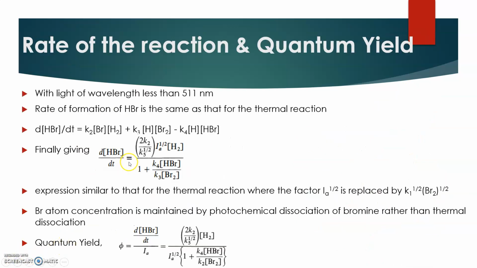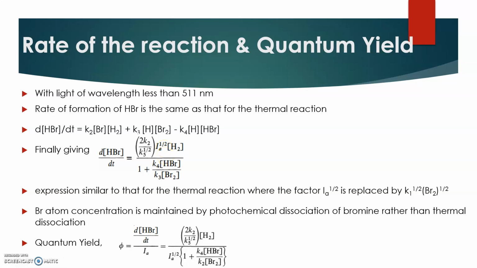The reaction proceeds with the wavelength of light less than 511 nanometer. The rate of formation of hydrogen bromide is same as that for the thermal reaction. In the expression, however, the term root over K1 [Br2] is replaced by the factor Ia to the power half, that is root over Ia, where Ia is the intensity of light absorbed.